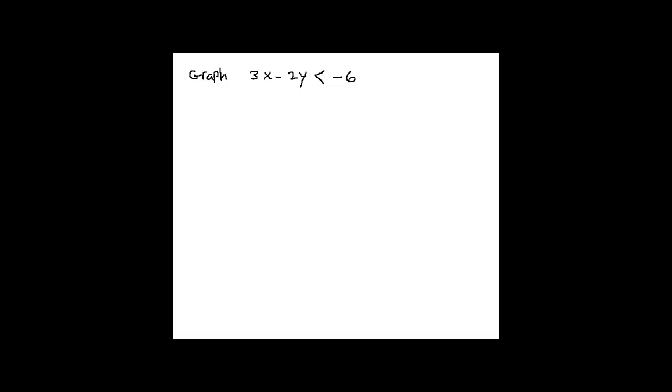Okay, graph 3x minus 2y less than minus 6. You should be able to graph an inequality. To graph an inequality, you just graph the line, just like for an equation. We did that also last time. So let's go ahead and graph that. To graph a line, we need 2 points. Let's take a look at that.